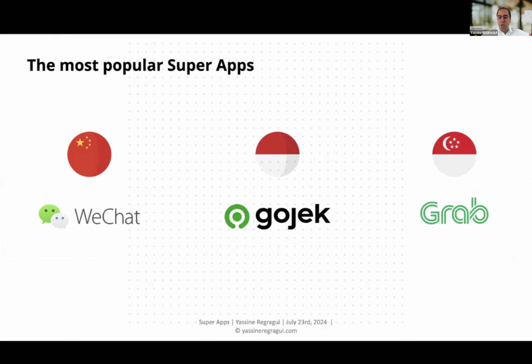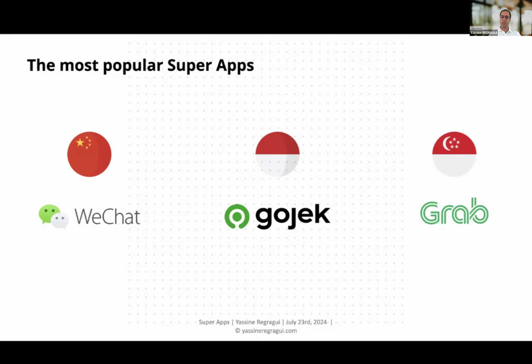I mentioned that WeChat was the first super app ever. It was really born in China. But there were also, I would say, two other major ones, because when we think of super apps, there are three main companies that come to our minds. The first one is WeChat in China. You have Gojek in Indonesia, and you have Grab in Singapore. But there are many other ones globally.